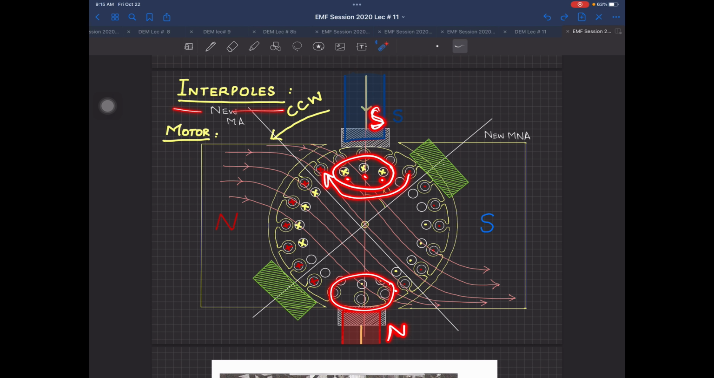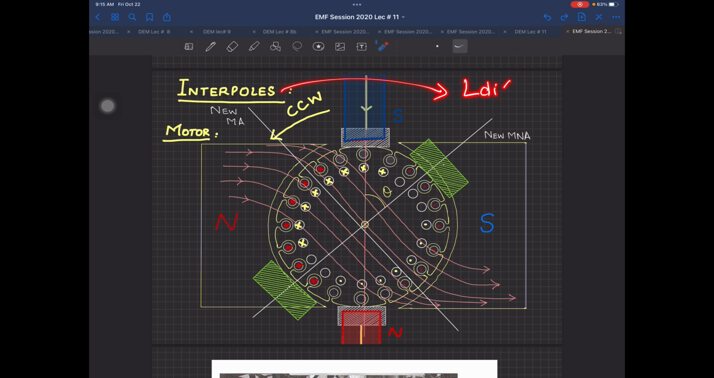So what is being done by the interpoles? Interpoles are actually decreasing the LdI/dt effect, not making it effectively zero, decreasing it. They are increasing the time. The shift time is being decreased over there. And secondly, unknowingly, it is also decreasing the sparking and the pitting caused by armature reaction.